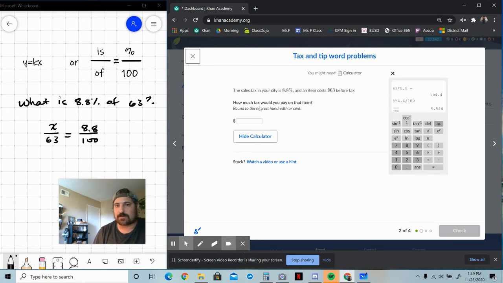So how much tax would you pay on that item? It says round to the nearest hundredth or cent. Okay, so it's 5.544. The nearest penny would be 5.54. So you're going to put $5.54.